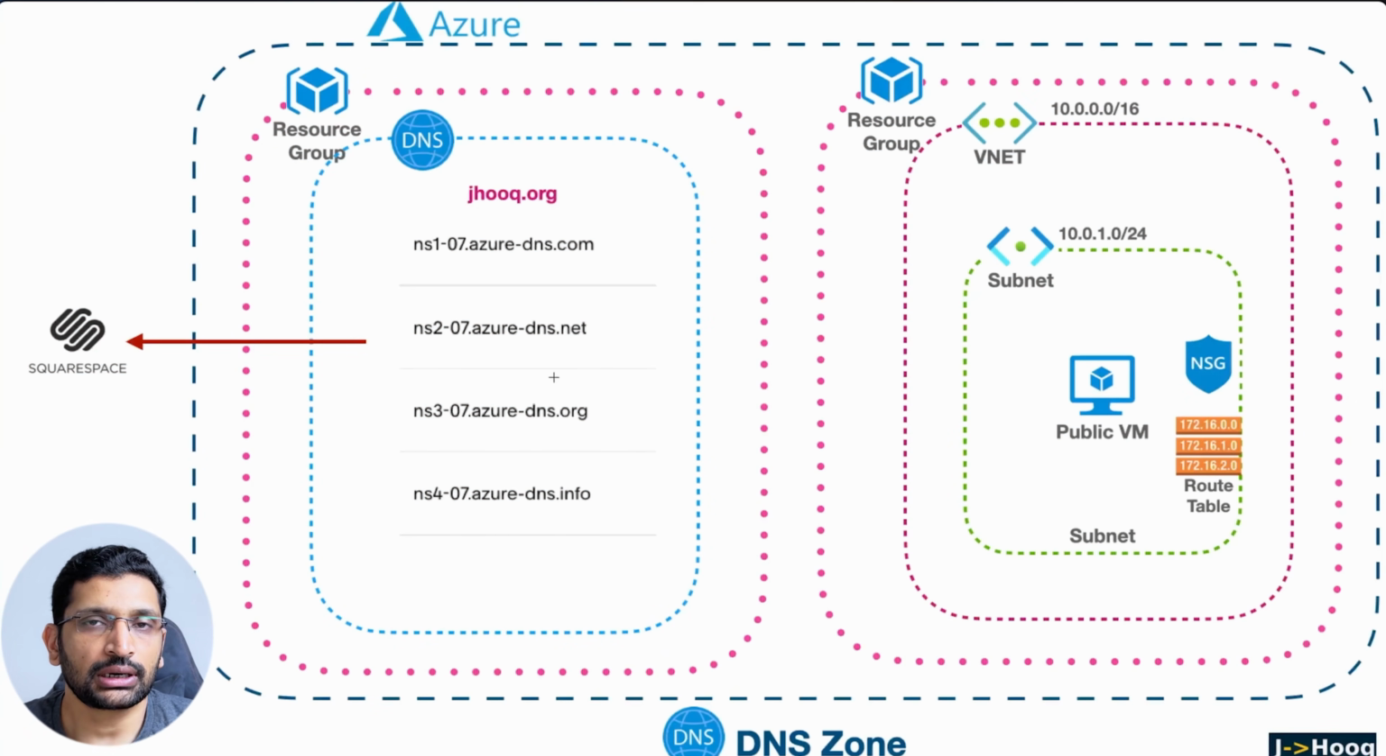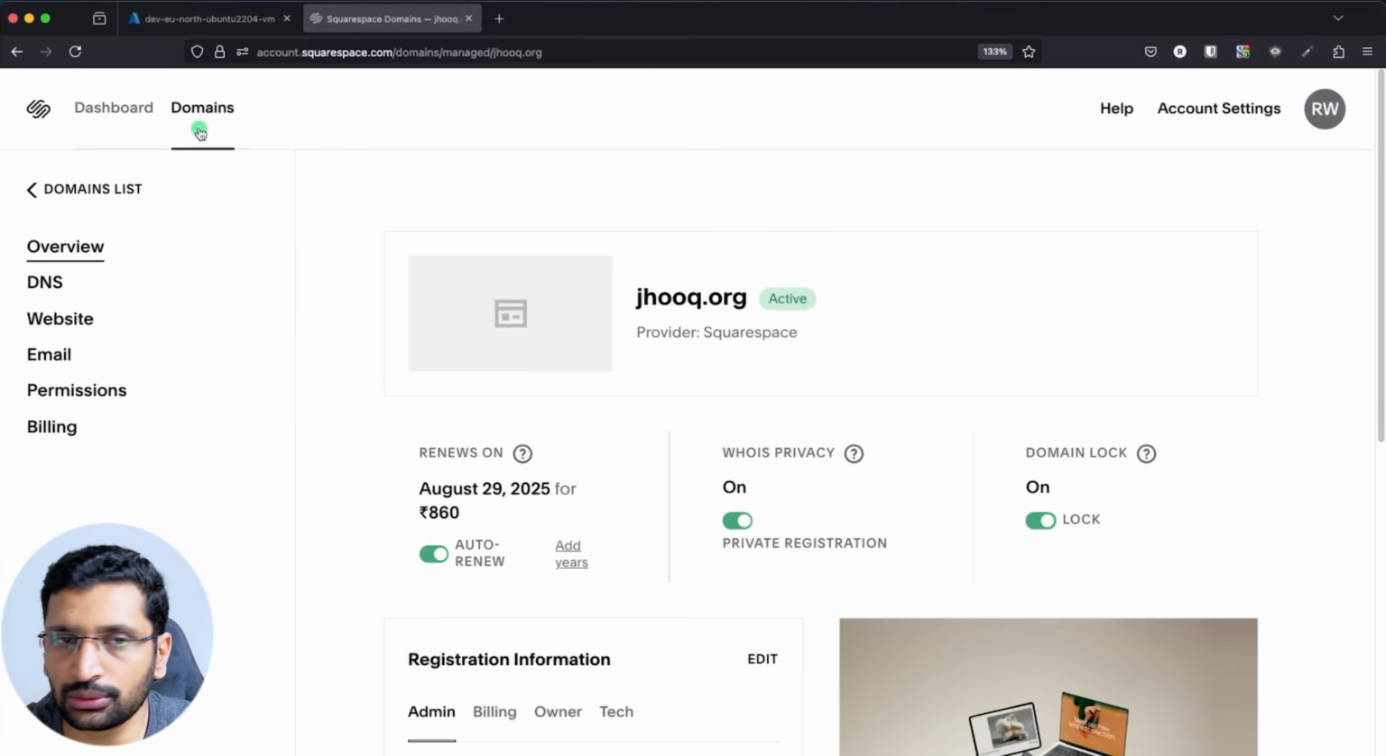Alright, so let's first start with Squarespace. First I'll show you the Squarespace where I have purchased the domain, and then we will jump to the DNS zone which we will create afterwards. I'll close this screen and go back to my browser, and here you can see the Squarespace account through which I have purchased my domain, and this is the domain which I have reserved or purchased previously.